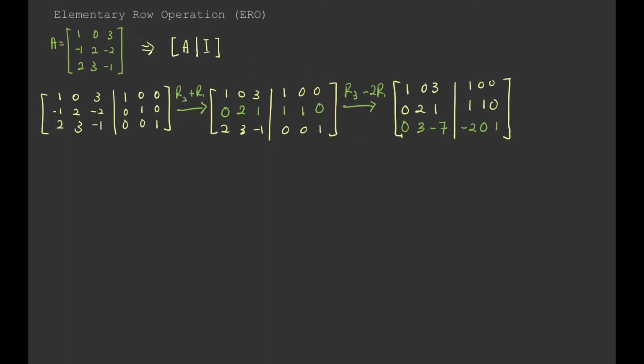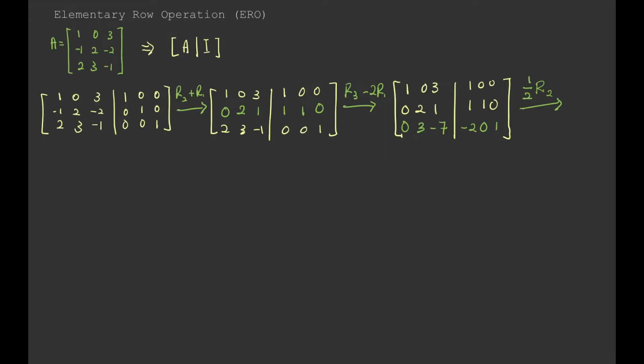Next, we want to change the value in our second row. We have 2 here. We want to change it to be 1. What we can do here, we can do a scalar multiplication with our row. So for example, here we're going to have 1 over 2 times row 2.